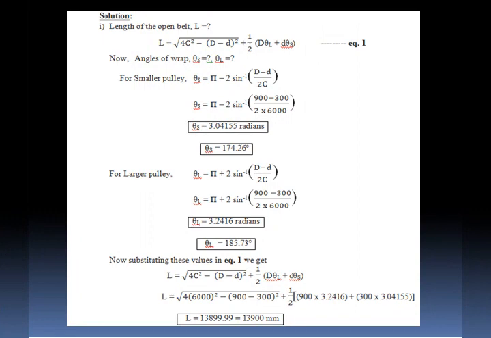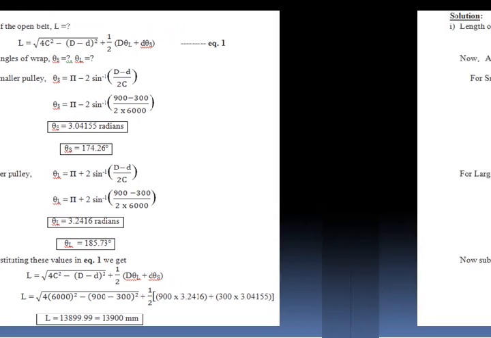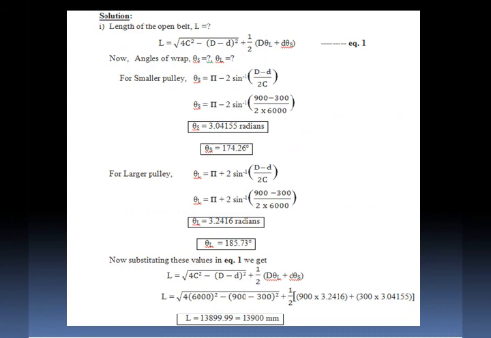Next, for the larger pulley, theta suffix L is equal to pi plus 2 into sine inverse of (capital D minus small d) divided by 2c. Here also same thing. The only difference between this and the previous equation is the sign: in that case pi minus the second term, here pi plus the second term. So pi plus 2 into sine inverse of (900 minus 300) divided by 2 into 6000. For the second term we multiply by pi by 180 to get the value in terms of radians. So theta L is equal to 3.2416 radians.